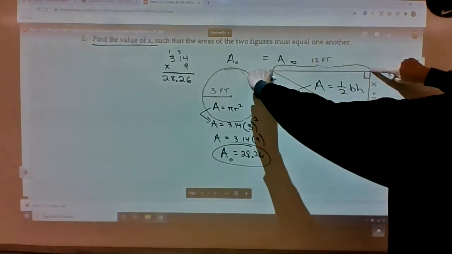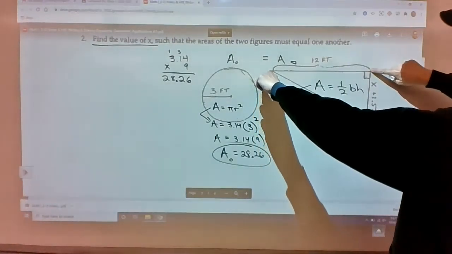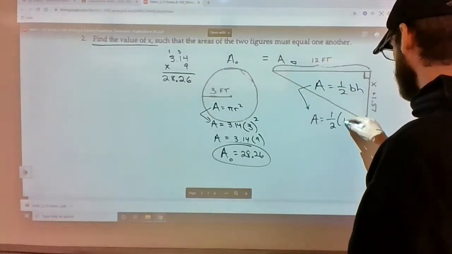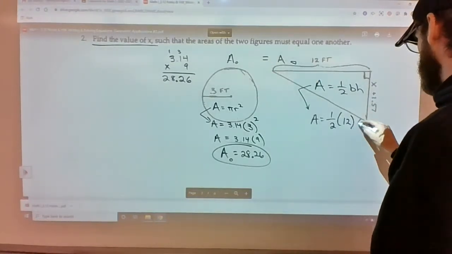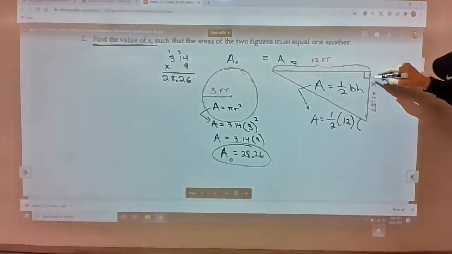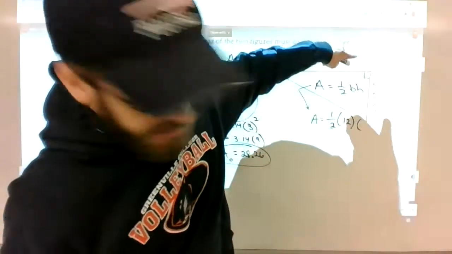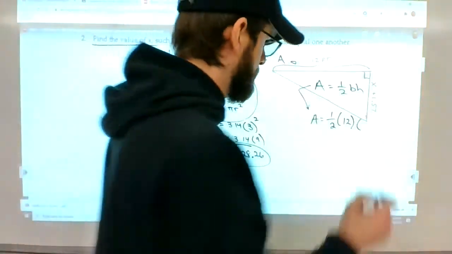I'm going to call this my base right here. So my base is going to be 12 feet. My height is going to be this expression right here. It's x plus 1.57.